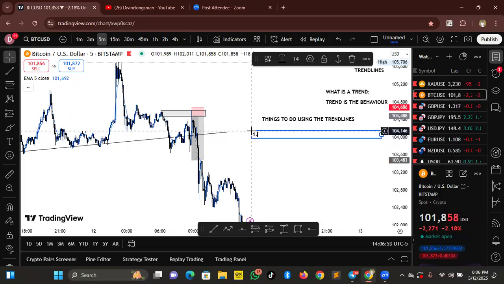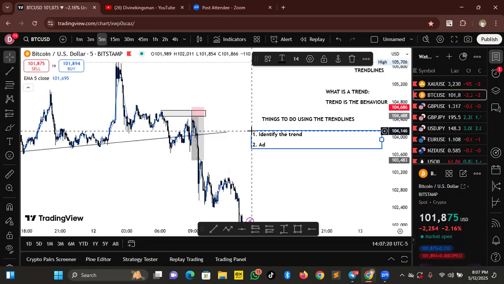The first one is identifying the trend. That's the first thing you need to do using trend lines. If you are using trend lines, the first thing you need to do is to identify the trend. Let me list them so that it will be fast.